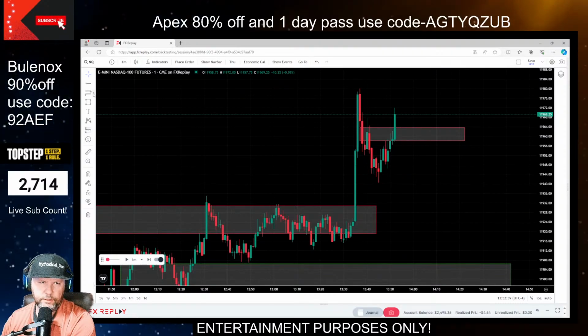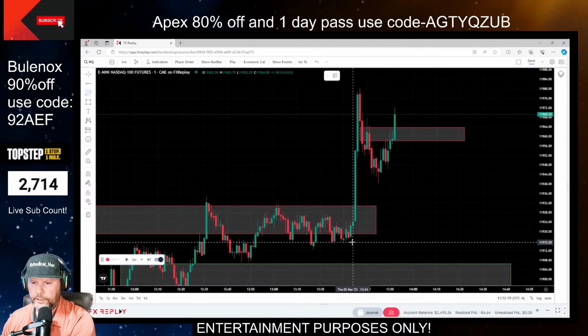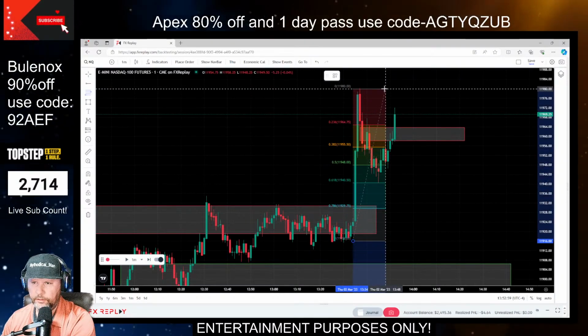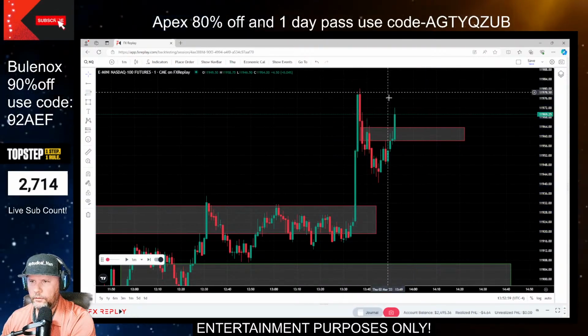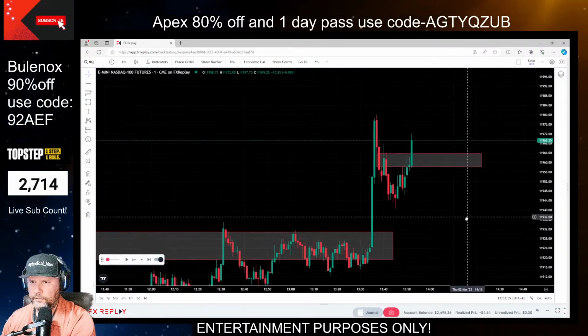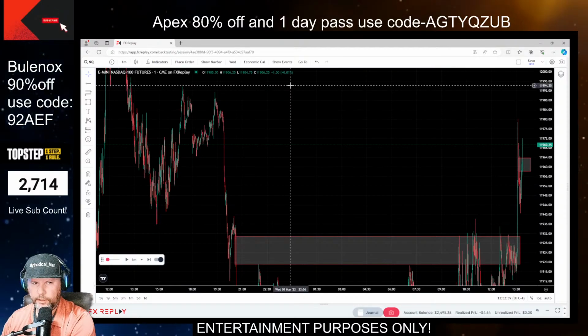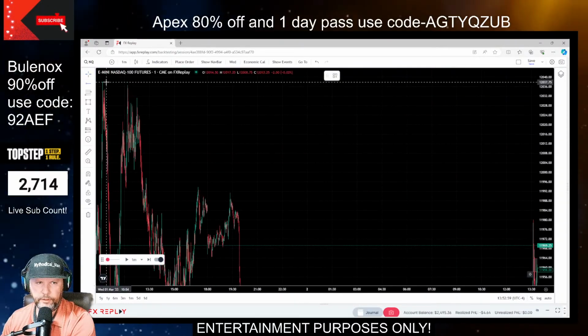If we threw a fib on this, let's do that. Let's kind of fib this leg. So we hit OTE on the pullback here. Boom. So I like this at least to that swing there. And we can kind of target, we can even target all the way up here, realistically.